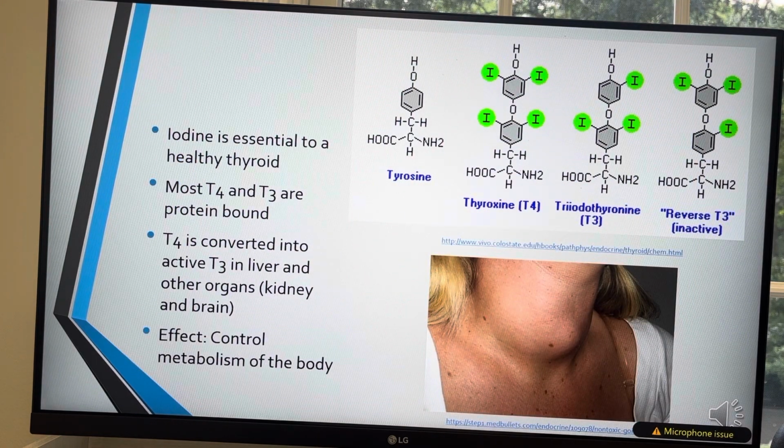What about T3 and T4? What is this stuff? Well, we know that iodine is essential for a healthy thyroid. Most T4 and T3 are protein bound, so they're not available for use until they become unbound. And T4 is converted into the active T3 in the liver and other organs. T3 is much more biologically active to the cell than T4. But T4 and, to a greater extent, T3 control the metabolism of the body.